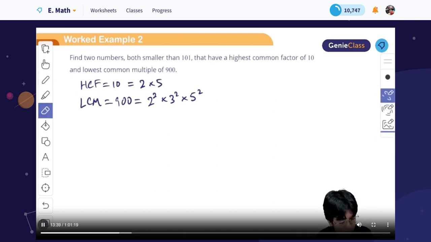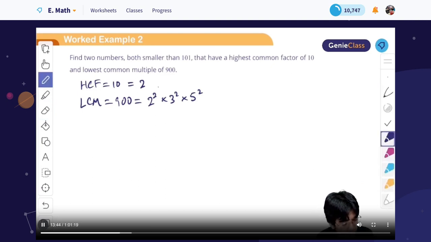First of all, we want to rewrite this so that everything is lined up. Your powers of 2 should be together and your powers of 5 should be in the same column. Now we want to find out what combinations of factors will give you two numbers that are smaller than 101.